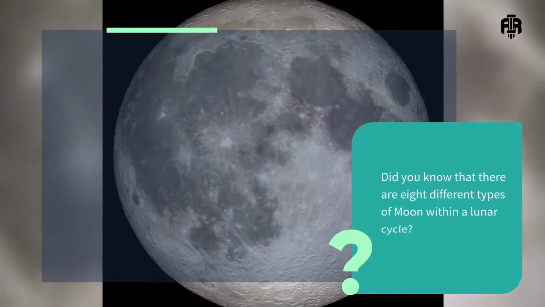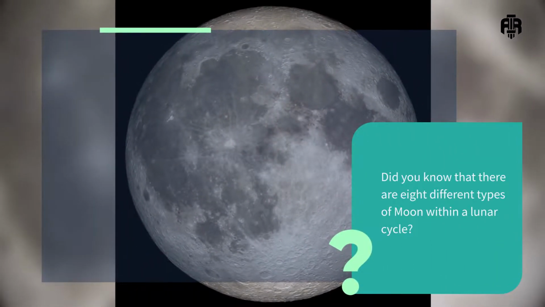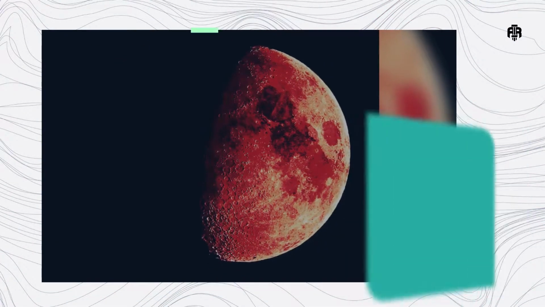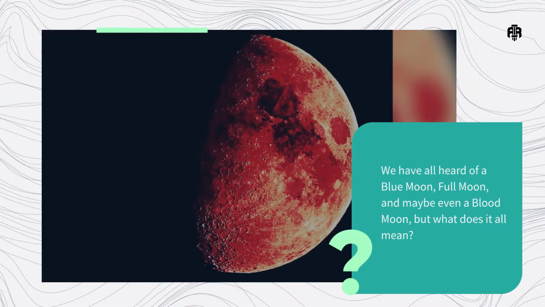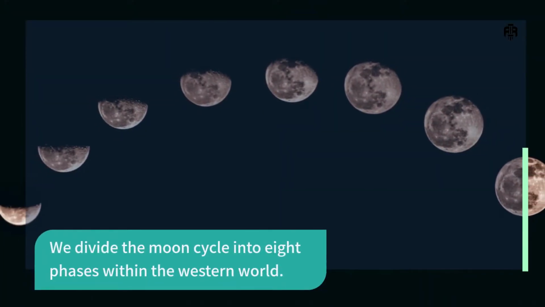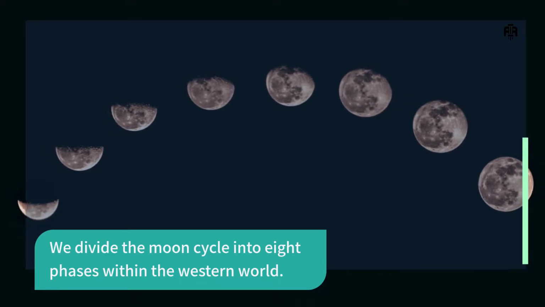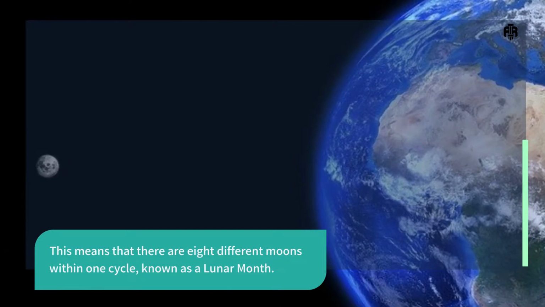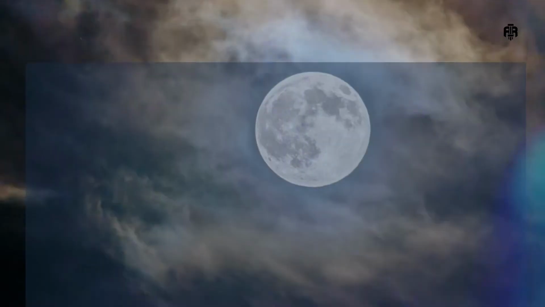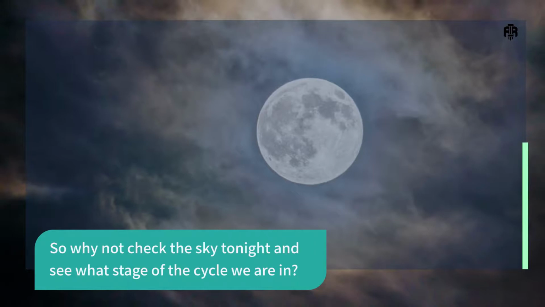Did you know that there are 8 different types of moon within a lunar cycle? We have all heard of a blue moon, full moon, and maybe even a blood moon. But what does it all mean? We divide the moon cycle into 8 phases within the Western world. This means that there are 8 different moons within one cycle, known as a lunar month. So why not check the sky tonight and see what stage of the cycle we are in?